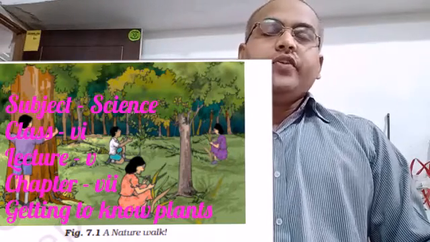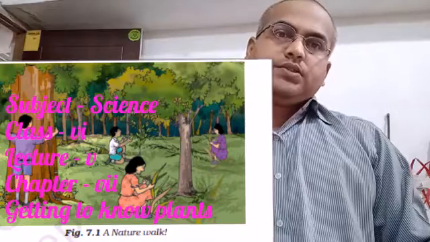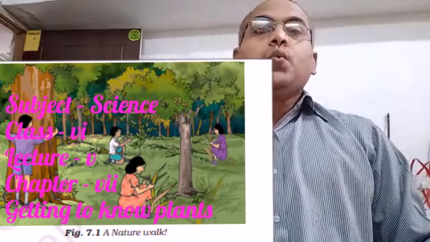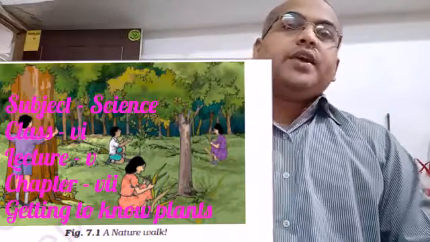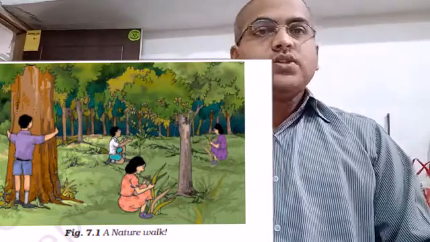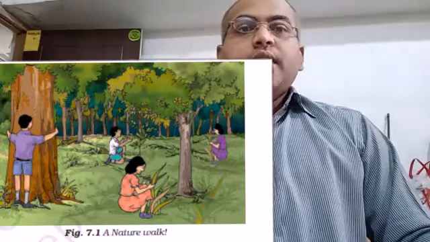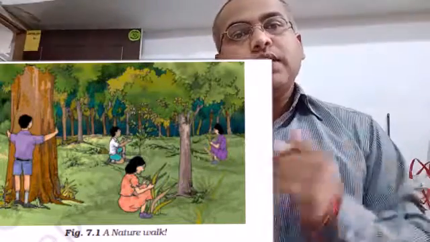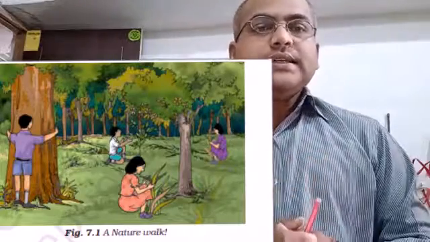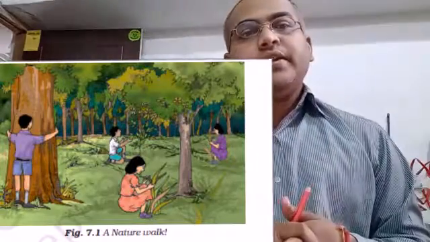Today, in this video lecture, we will discuss chapter number 7, Getting to Know Plants. In the previous video lectures, we discussed activities 6 and 7, by which we understood that roots hold the soil and help the plant to stand erect, and they absorb water and minerals from the soil. Roots are important for plants. Now today we are going to discuss activity 8, activity 9, and some important points about roots.